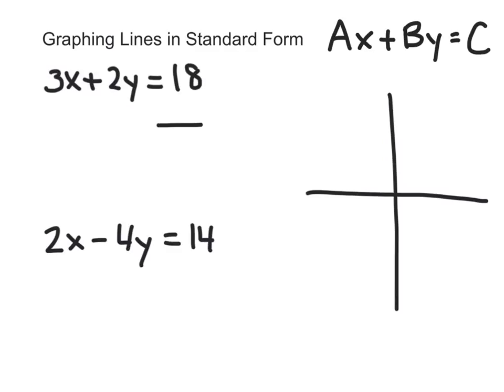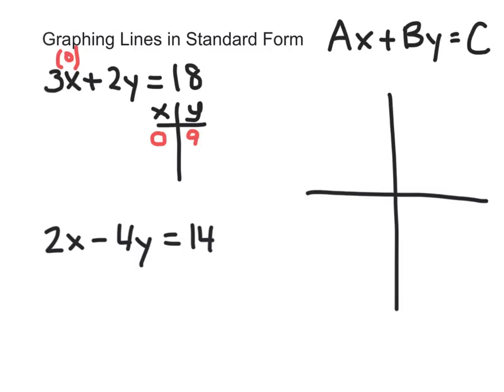We could make a t-table then, and we can use any values of x as an input, and then find the value of y. The easiest value to use will be 0. When we put a 0 in for x, 3 times 0 is 0, so now we have just 2y equals 18, and when you divide both sides by 2, you're going to get 9.